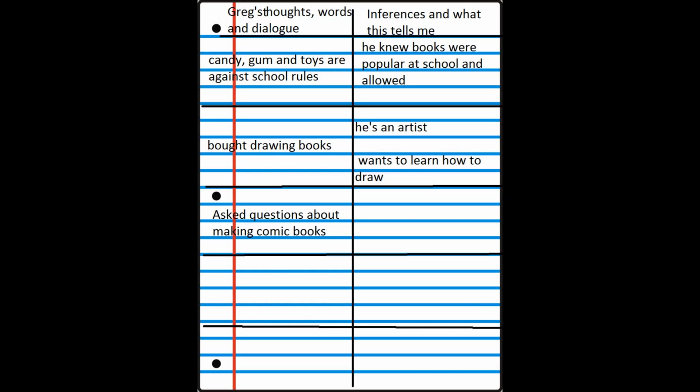Okay, so going back to my chart on Greg's thoughts, words, and dialogue, he asked tons of questions about making comic books. So I want you to actually put and think about the inference next to that. If he's asking lots of questions about comic books, what does this tell me about him as a person or what he's trying to achieve? So put down what that inference is in that box right there next to it. So go ahead and pause the video and write down an inference that goes with Greg asking questions about making comic books. Okay, go ahead and turn to page 488 and 489.